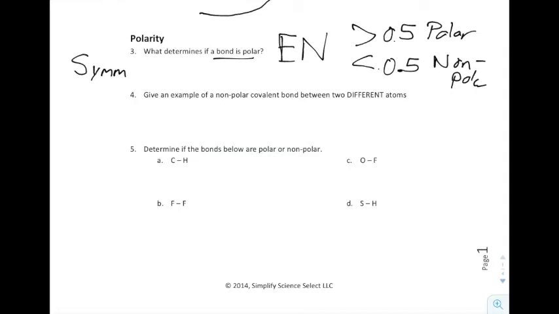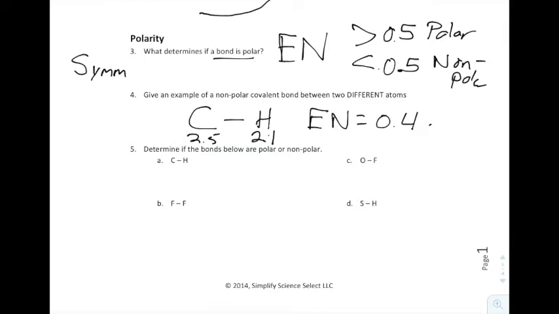So give an example of a nonpolar covalent bond between two different atoms. For example, if you were to look at your table of electronegativities, you'd be looking for two substances that would form very, very similar electronegativity values. The most common one that you tend to see is carbon bonded with hydrogen. The reason for that is carbon has a value of 2.5 and hydrogen has a value of 2.1. So when you subtract those two values, the electronegativity difference is about 0.4, which falls into our range of nonpolar.